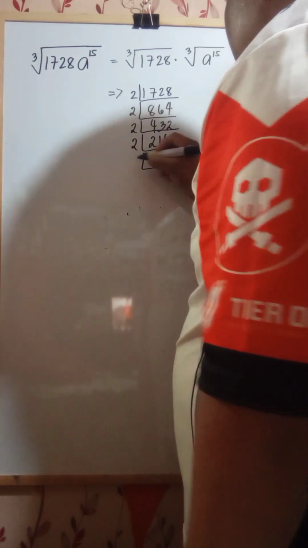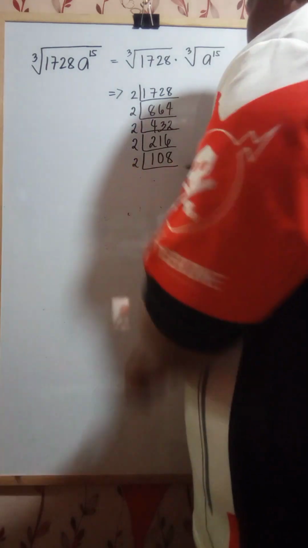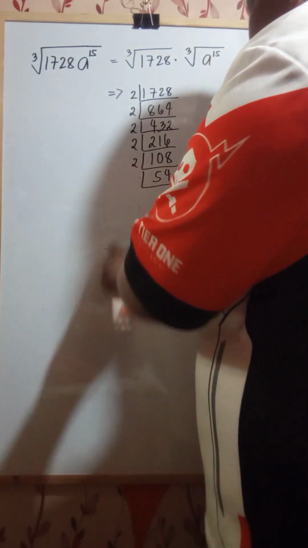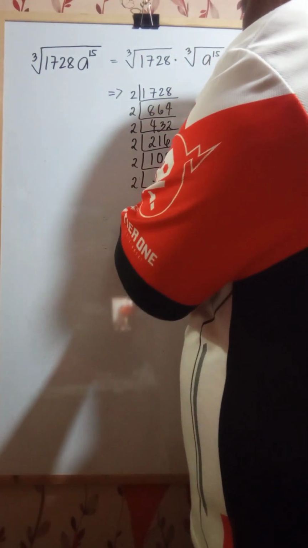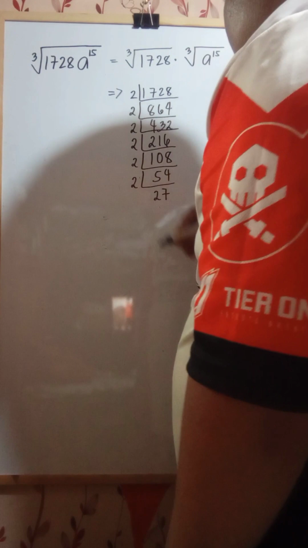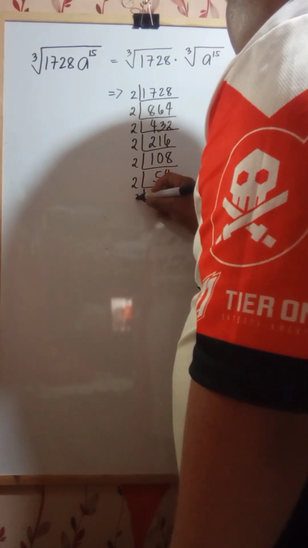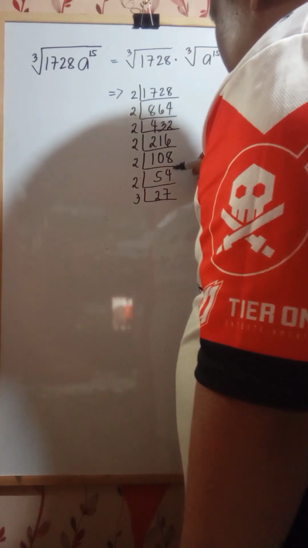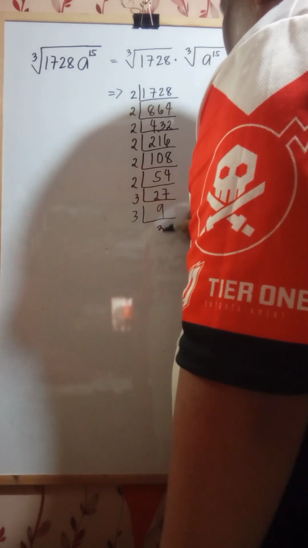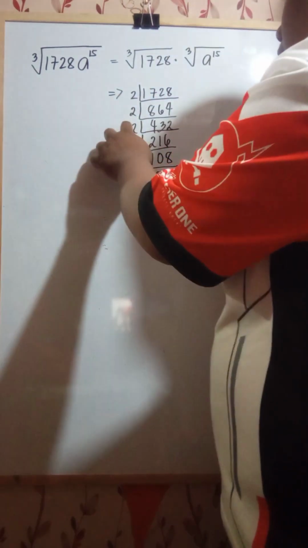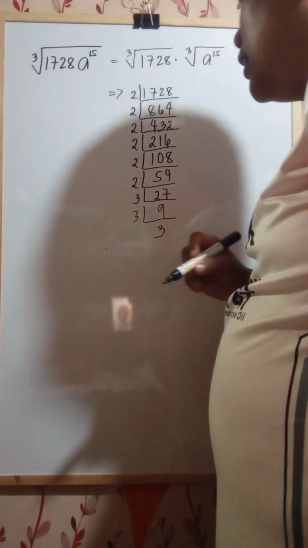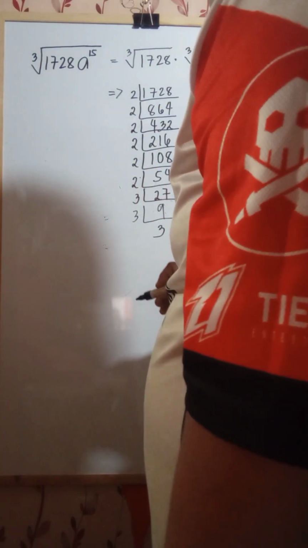Then divide by 2 again: 54 divided by 2 is 27. Then you divide 27 by 3. That is 9. Then divided by 3, that is 3. Okay? So we have six 2s and three 3s.